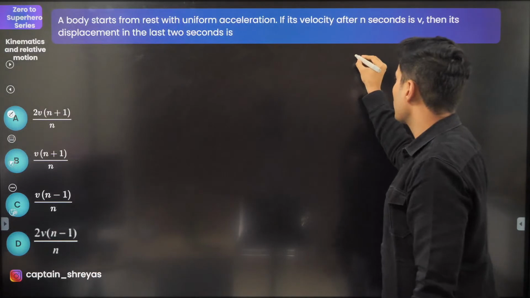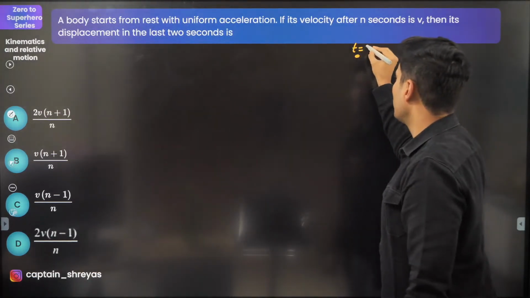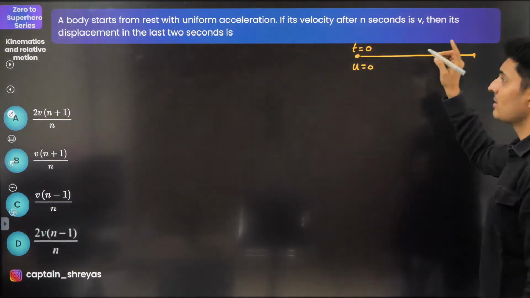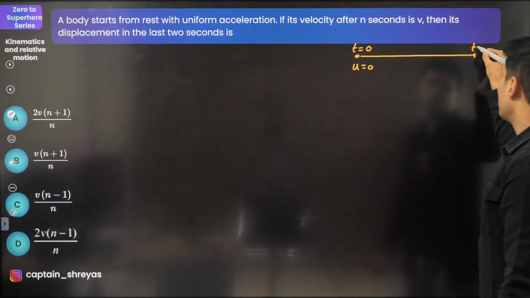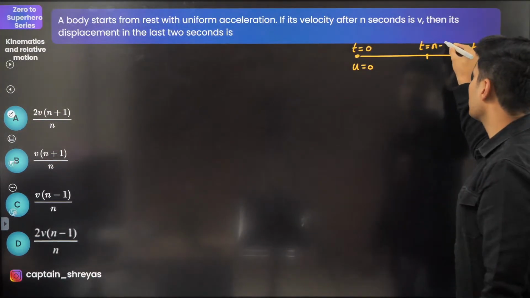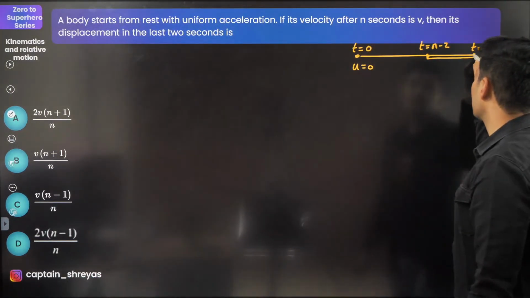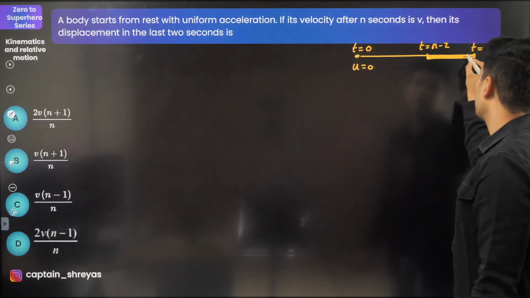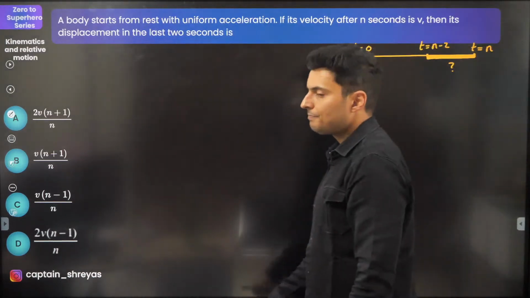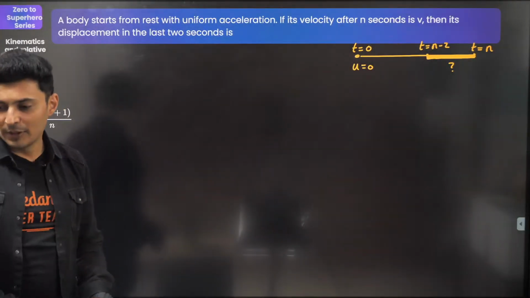It starts from rest, so at t equal to 0, initial velocity is 0. The question is, what is the displacement in the last 2 seconds? So t is equal to n, and let's say this is t equal to n minus 2. So how much is this displacement? This is what I think they have asked. Let's try and do this.